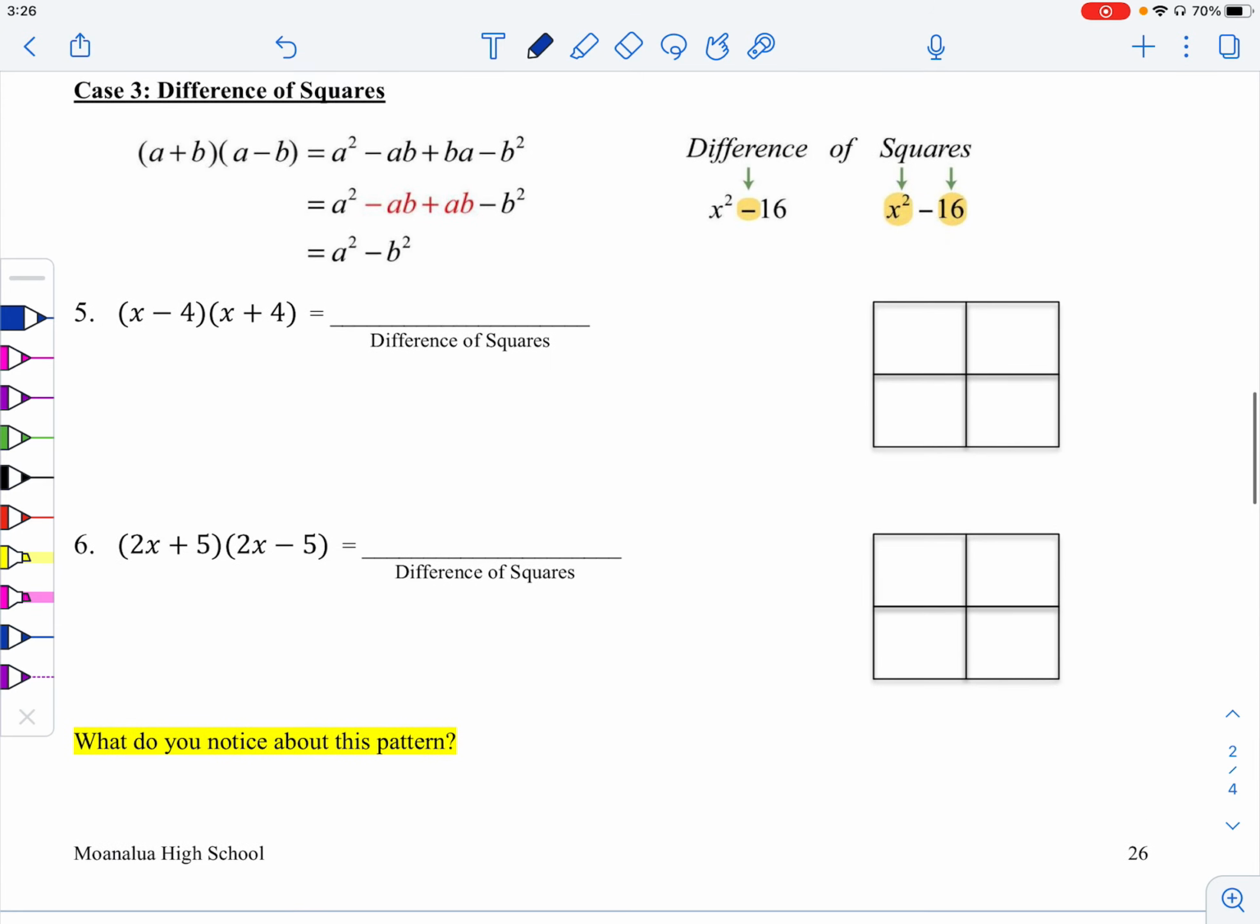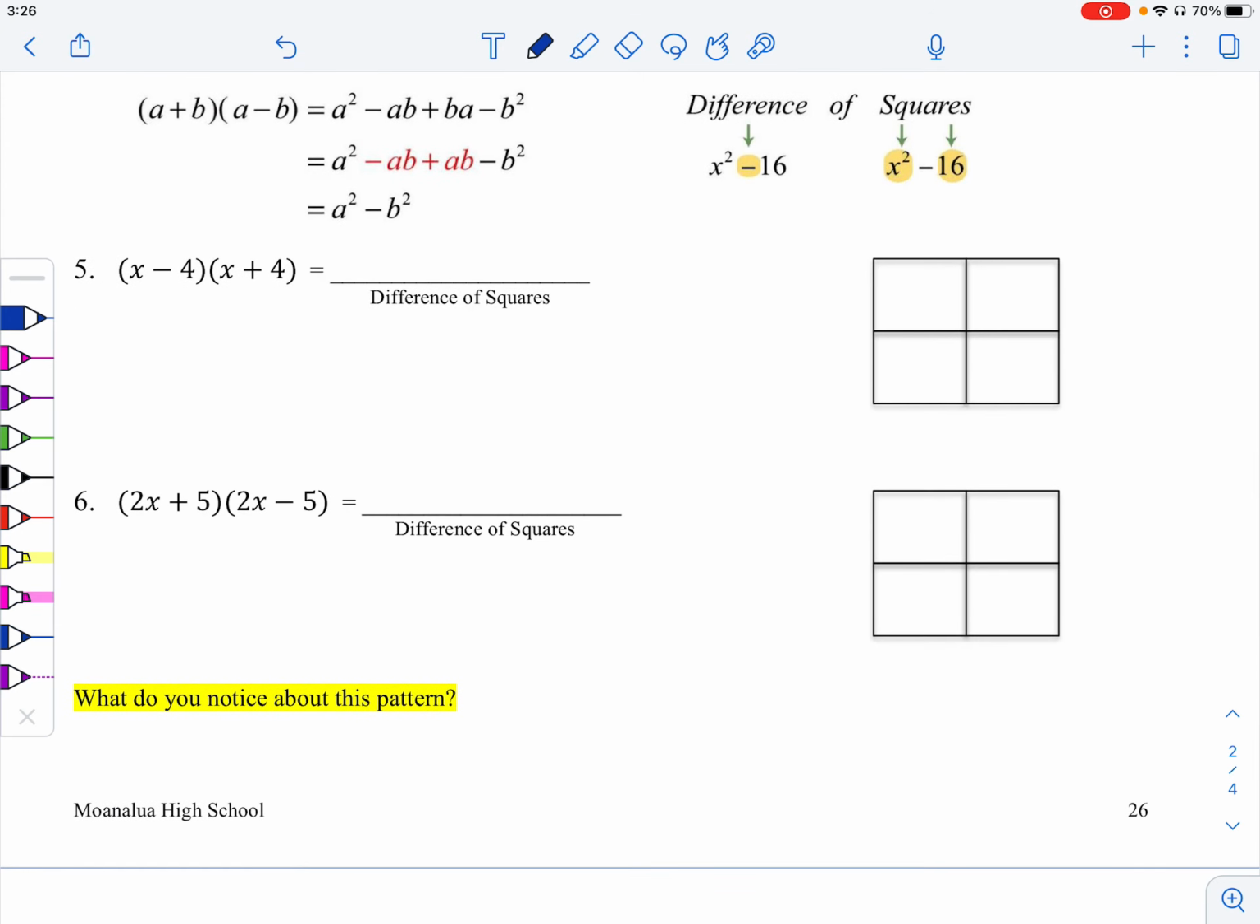Yeah, difference of squares. Difference of squares will always look like this. They basically look identical, except one is addition, one is subtraction, right? These two look identical, except one is addition, one is subtraction. And that's the hallmark of difference of squares. So whenever you multiply two binomials that look like this, they're always going to end up with a difference of squares. So that's what it's called.